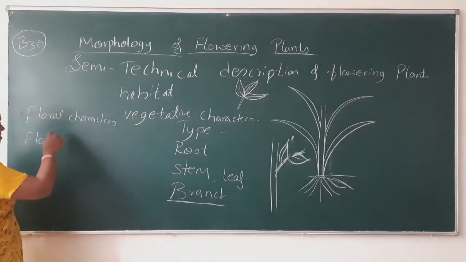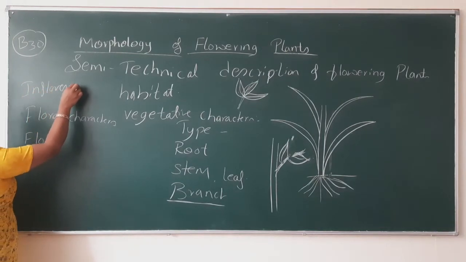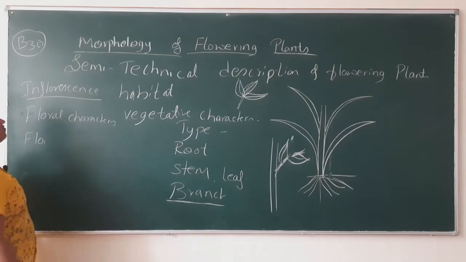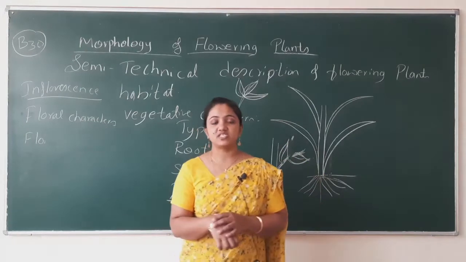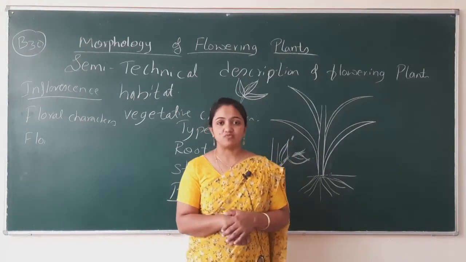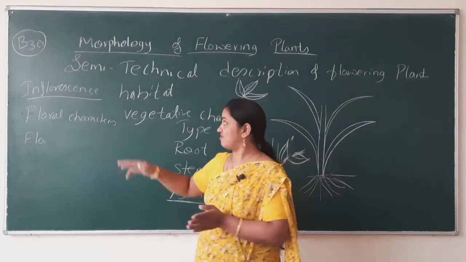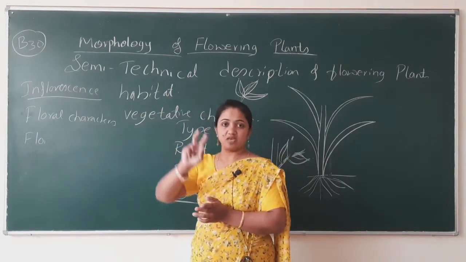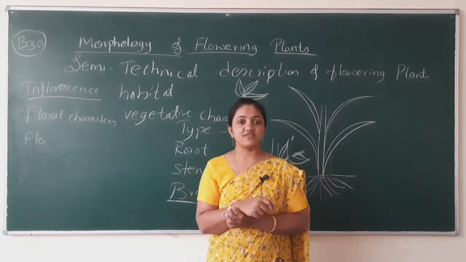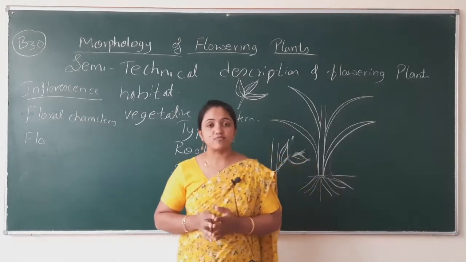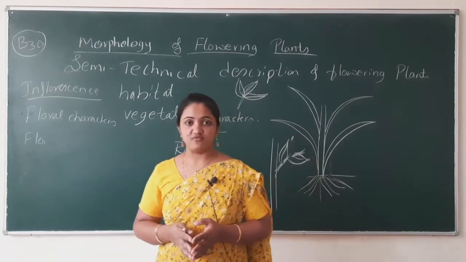Okay, before that I forgot to tell this. Inflorescence. You know very well about inflorescence. Inflorescence is of two types. One is racemose and one more is cymose. If it is bearing racemose type of inflorescence, you have to mention here that this plant consists of racemose inflorescence. If it is bearing cymose type of inflorescence, you write that it is bearing cymose inflorescence.